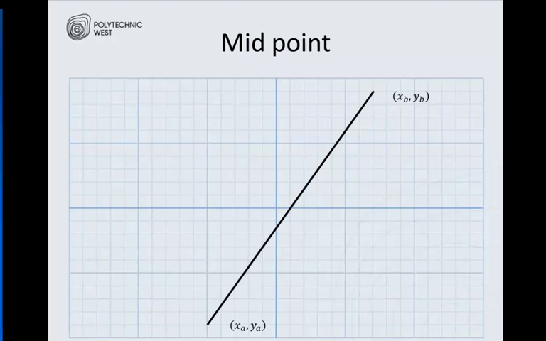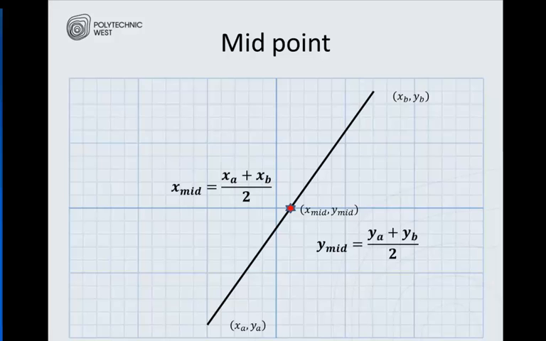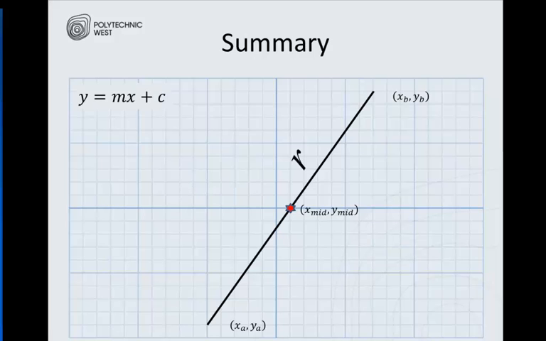Another thing we might want to find is the midpoint between the two, that point there, halfway between the two. I'm going to call that x mid and y mid. Now, when you think about it, the x mid is actually the average of the x values. So the average of the x values is just xa plus xb divided by 2. And the y mid is just the average of the y values. So that's just ya plus yb over 2. So that's the midpoint.